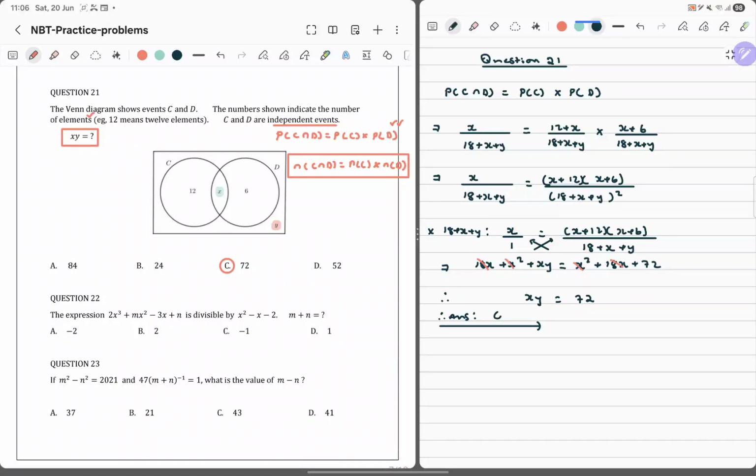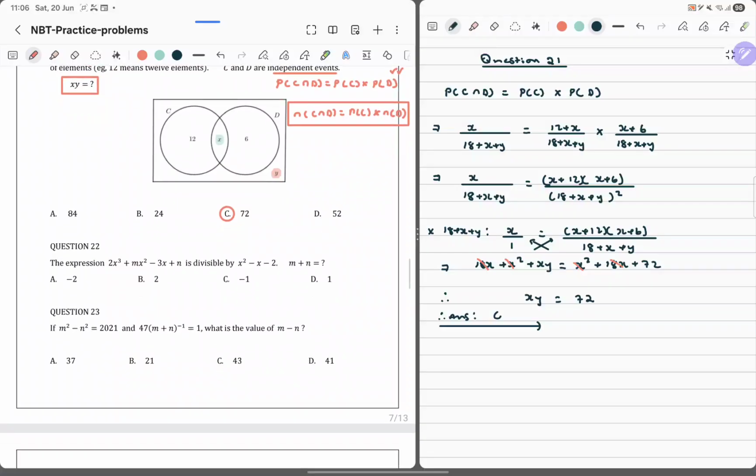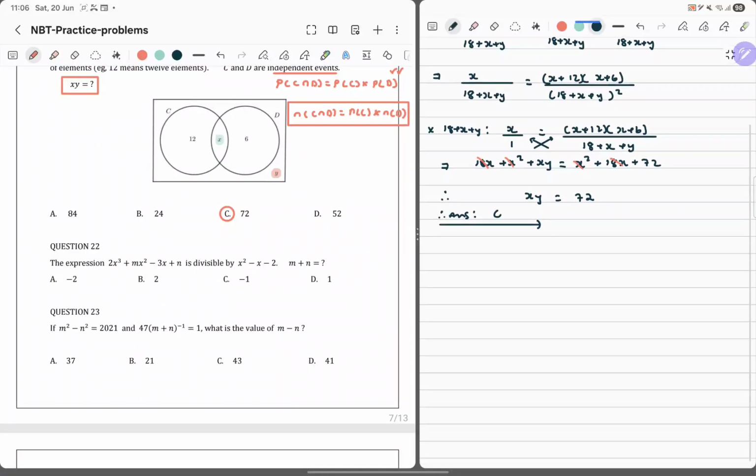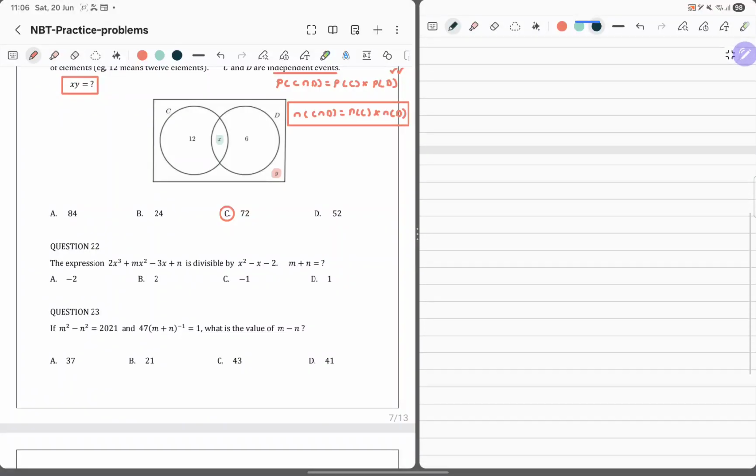Okay, so a bit of understanding of probability and also knowing how to work with functions became our absolution here. All right, so let's look through question 22.